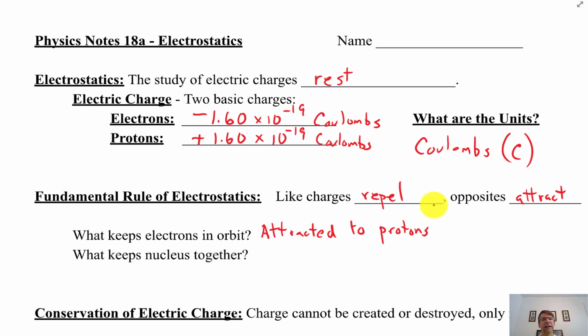So they don't want to stay together. So what keeps that nucleus together? Well, some of you know this. There are two more forces. In nature, there are four forces. That's what we believe right now. It's the common theory in physics and science. There are four fundamental forces.